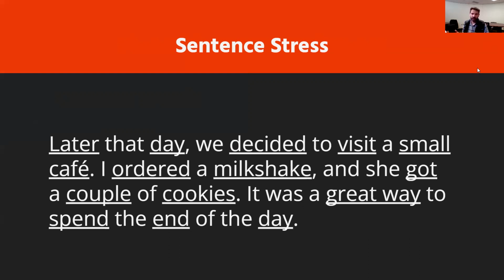So here I've highlighted what I would predict to be probably the most important content words in the sentence. I'm going to say the sentence using regular sentence stress. As I do that, you should recognize that the words that are underlined are spoken the most clearly. The words that are not underlined are said quickly and quietly. Later that day, we decided to visit a small cafe. I ordered a milkshake, and she got a couple of cookies. It was a great way to spend the end of the day. So you'll notice that there are some words that I said that you almost couldn't recognize. They were said so quickly.